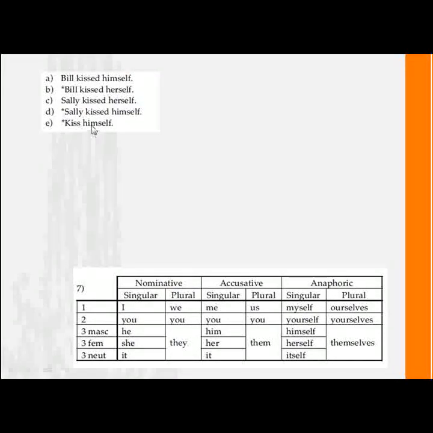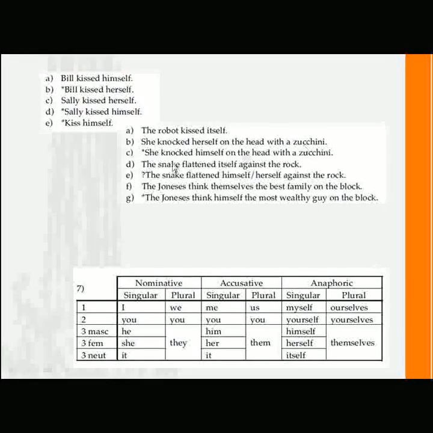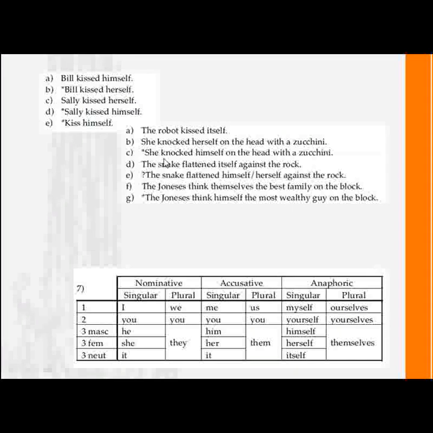Kissed himself is not correct because him must have an antecedent. So Sally here, Bill is the antecedent. Ya, jadi di sini Bill adalah antecedentnya, kemudian himself ini adalah anaforanya, dan benar di sini himself karena him kembali ke Bill, sama-sama masculine. Tapi kalau Bill kissed herself di sini salah karena Bill itu masculine, her itu adalah feminine. Okay, let's see other examples. The robot kissed itself. It's okay. She knocked herself on the head with zucchini. It's okay, but she knocked himself, no, himself and she disagree.